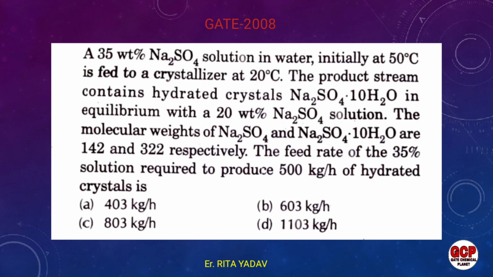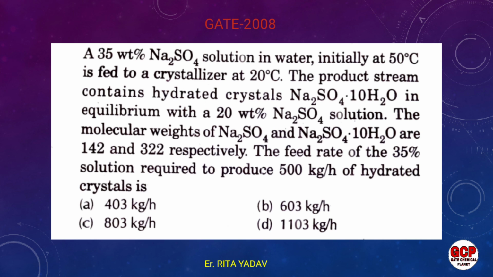Okay, so now we will proceed to the GATE 2008 question. The question is, a 35 weight percent Na2SO4 solution in water initially at 50 degrees Celsius is fed to a crystallizer at 20 degrees Celsius. So what is saying in the question? There is a 35 weight percent Na2SO4 solution in water, initially at 50 degrees Celsius, and it is fed to a crystallizer, and the crystallizer is at 20 degrees Celsius.